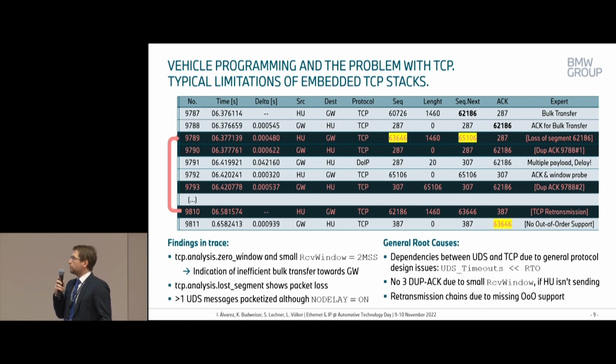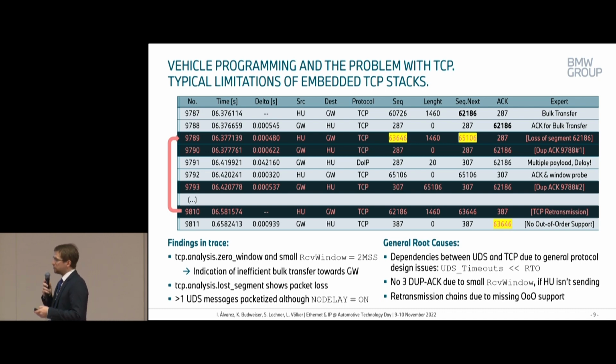Now, what were the implications of that? The implication was that we had flash abortions in 96% of all our flash updates, which is tremendous. And the reason for that is that the UDS timeouts are way smaller than the RTO. It's actually that these two protocols do not interoperate properly.